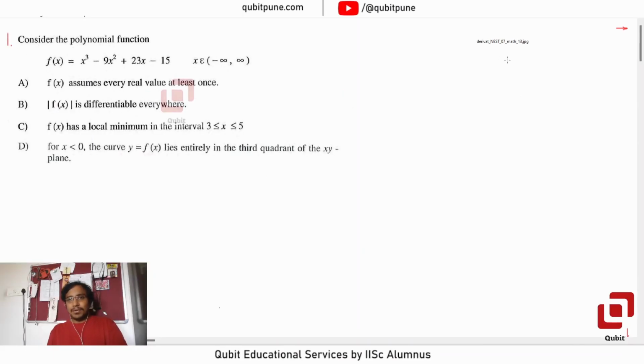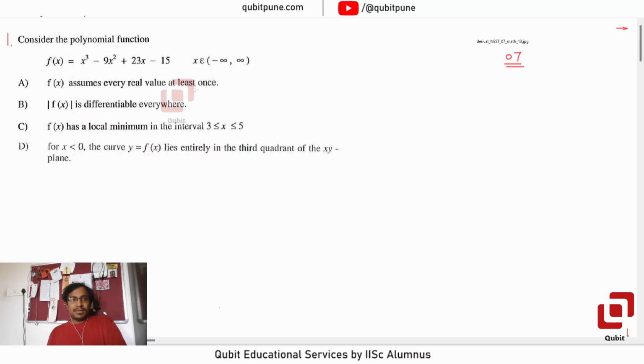This question is from NEST 2007. Consider the polynomial function f of x equal to x cubed minus 9x squared plus 23x minus 15, where x belongs to negative infinity to infinity.